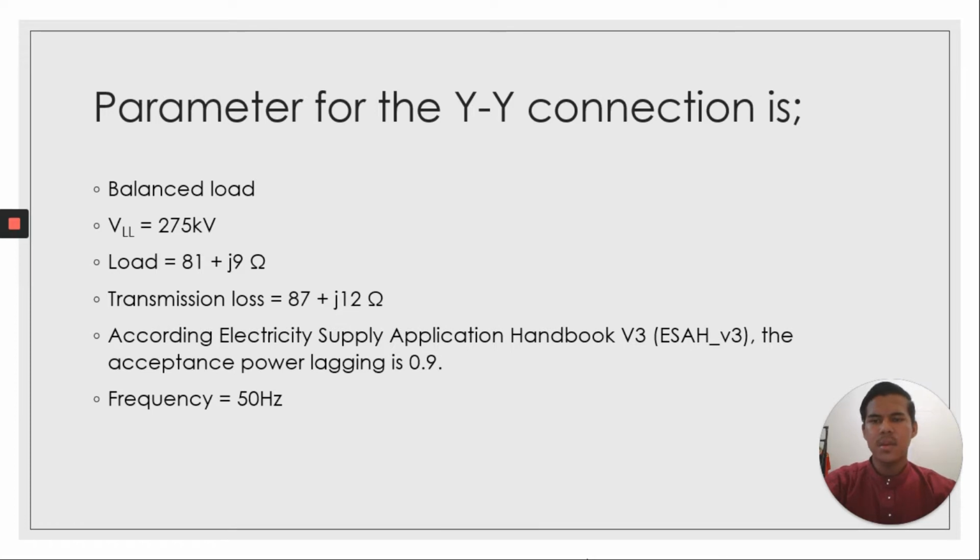The next parameter is according to the Electricity Supply Application Handbook, or we call it ESA version 3. The accepted power factor, lagging, is 0.9, while the frequency value accepted by TNB is 50 Hz.